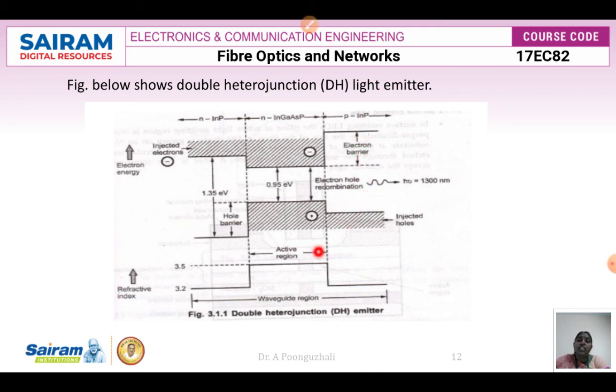With respect to refractive index, the active region is going to have a higher refractive index compared to either side of the P and N type material there. The sides of the active region are going to have a lower refractive index, and the active region is going to have a high refractive index. So we can see that this is going to form a waveguide region there.